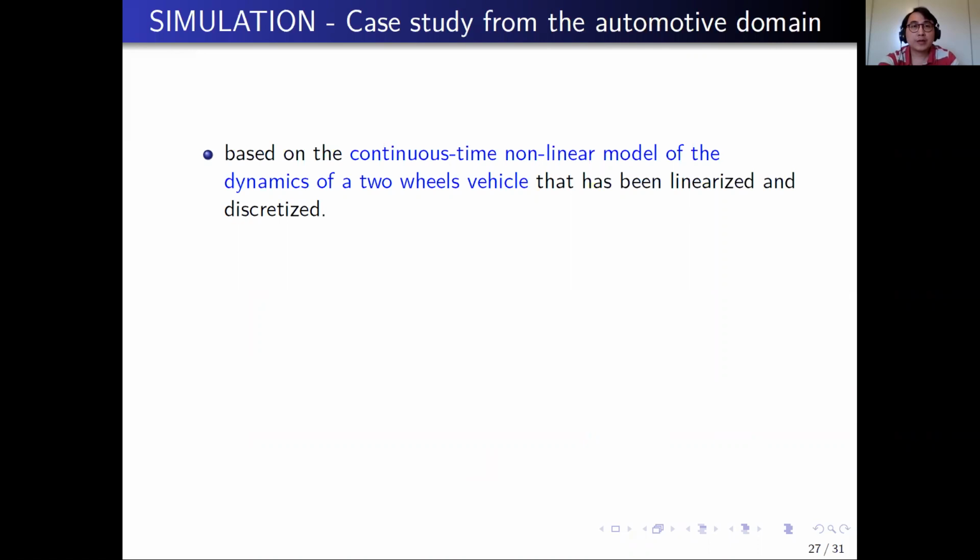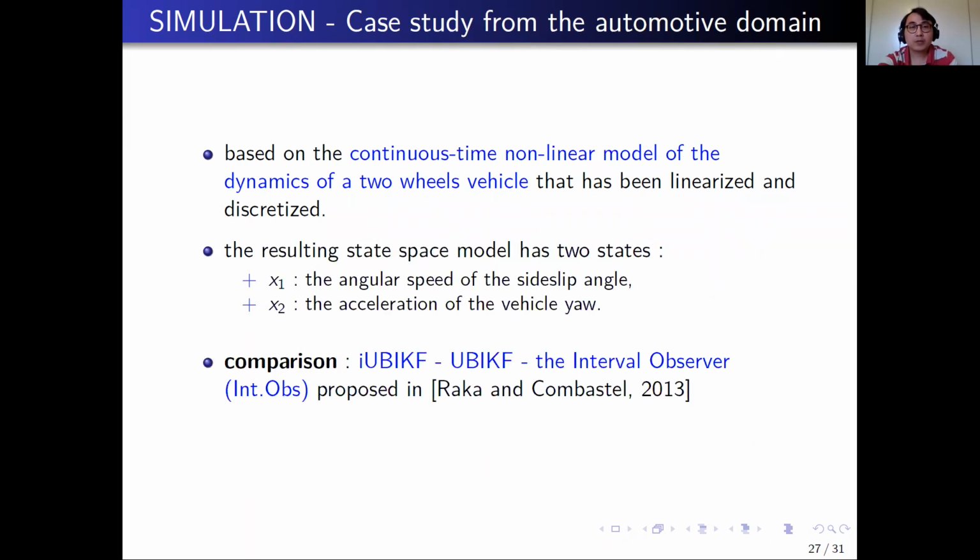Now we go to the case study from the automotive domain. It is a continuous time nonlinear model of the dynamics of a two-wheel vehicle that has been linearized and discretized. The resulting state space model has two states. X1, the angular speed of the side slip angle, and X2, the acceleration of the vehicle yaw.